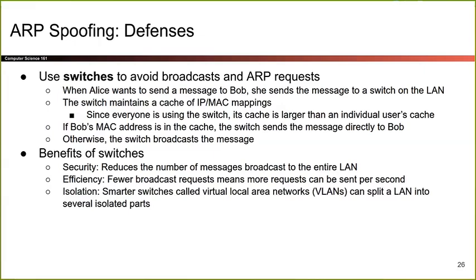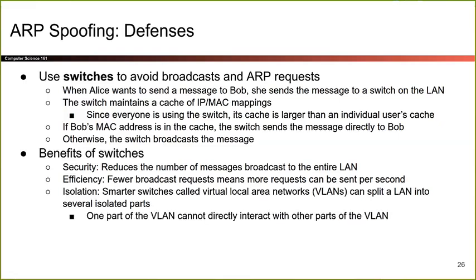And finally, there's something which is isolation. So if you have a large local area network, maybe you have some machines that are very sensitive and they have to be secured. Then there are some machines where if it gets hacked, I don't care. So there are smarter switches called virtual local area networks. And what these do is they split a network into several isolated parts so that if you're on one part of the virtual LAN, you can't actually interact with other parts.